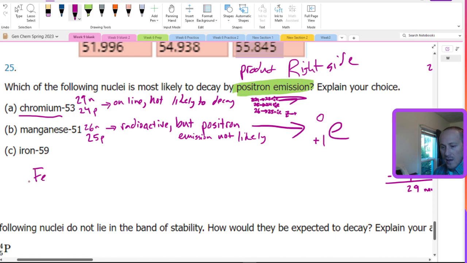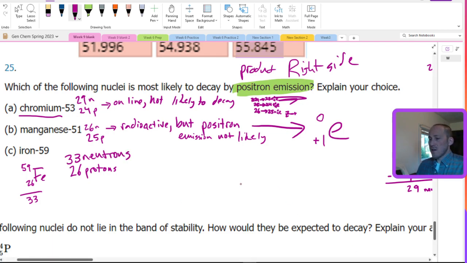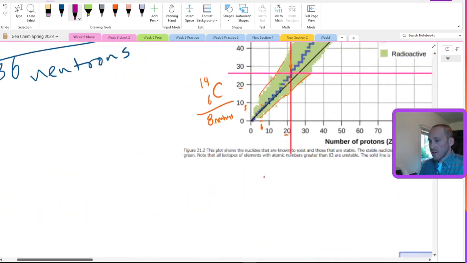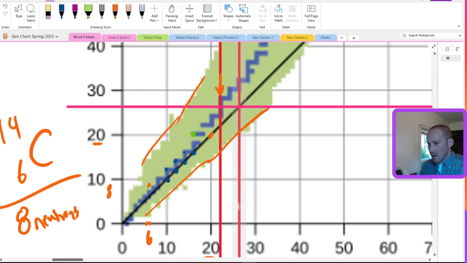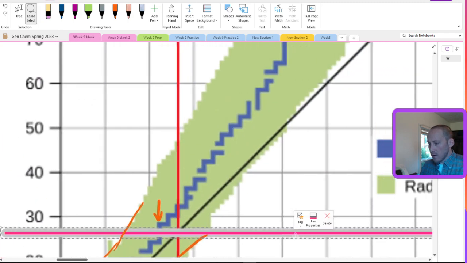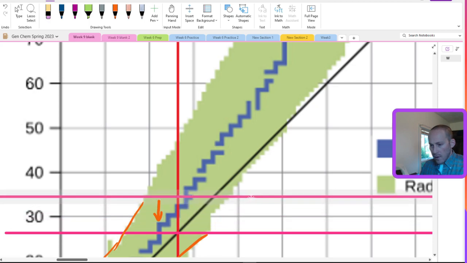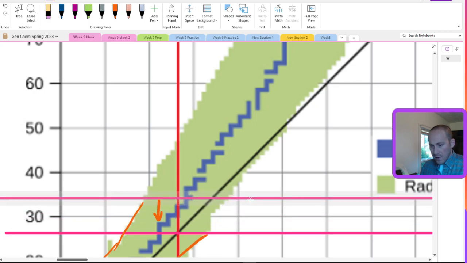So that, once again, iron is 26, 59. So that means it's got 26 protons. And 59 minus 26 is 33. We've got 33 neutrons. So 26 and 33, I have a feeling this is going to be the one. 26 protons, here's just over halfway. And 33, I would call that halfway right there. So 33 is right about here.